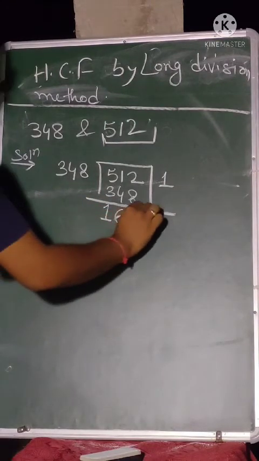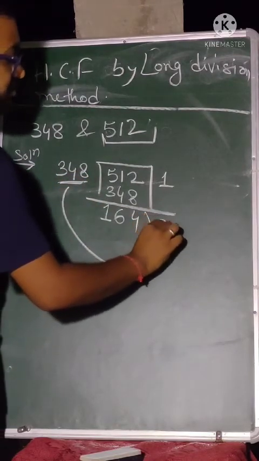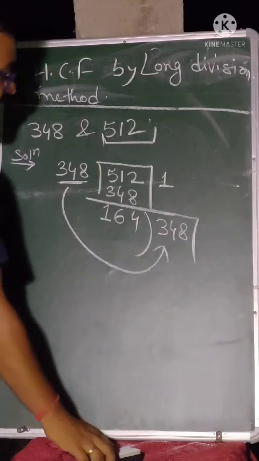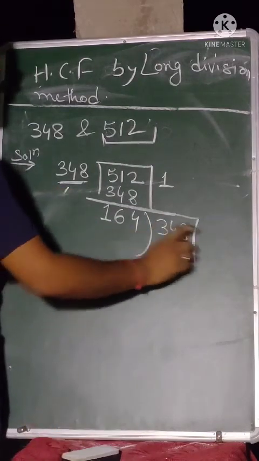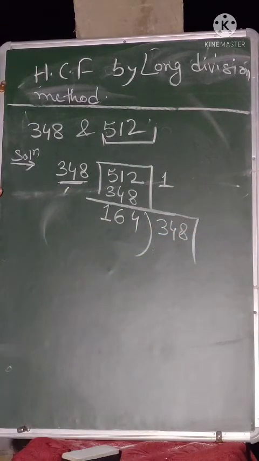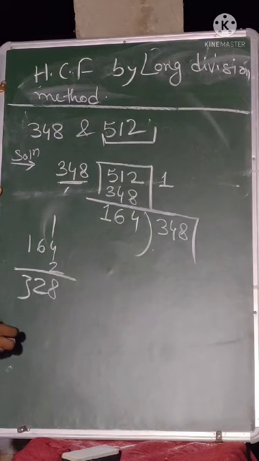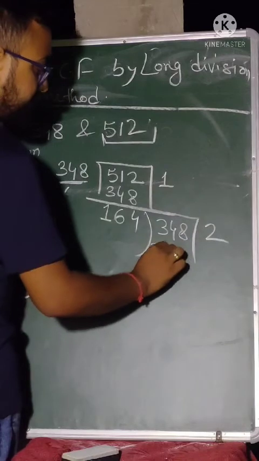Then again you have to bring down this 348 here. Now how many times will you take 164? If you take 2 times, if you multiply 164 by 2, 2 fours are 8, 2 sixes are 12, 2 ones are 2, so you will get 328. So take 2 times, it will be 328.